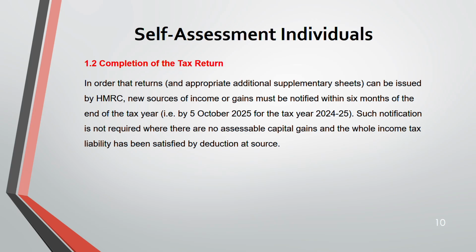So now, in order that returns, and if appropriate, the supplementary, they can be issued by HMRC. New sources of income or gain must be notified within 6 months. If you are having any new source of income or a gain, you have to notify this within 6 months of the end of the tax year. So for 24-25, it is by 5th October, because from 5th April, if you count 6 months, it is 5th October. So by 5th October 2025, you have to notify any new source of income.